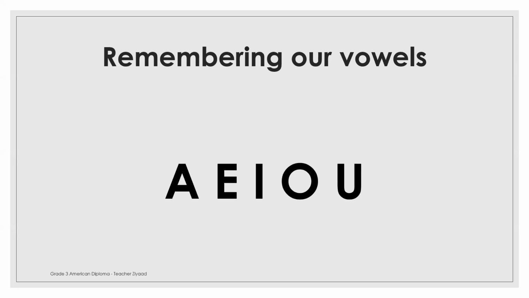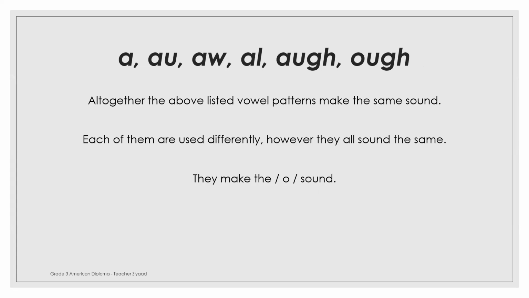Today's lesson is about vowel patterns, and we are going to jump into a few vowel patterns that you may or may not have seen before. You may have come across some of the words that we are going to see today in our story time and our reading circles. So here are the vowel sounds that we are going to tackle today. We've got A, which is a vowel. We've got AU, AW, AL, AUGH, and OUGH.